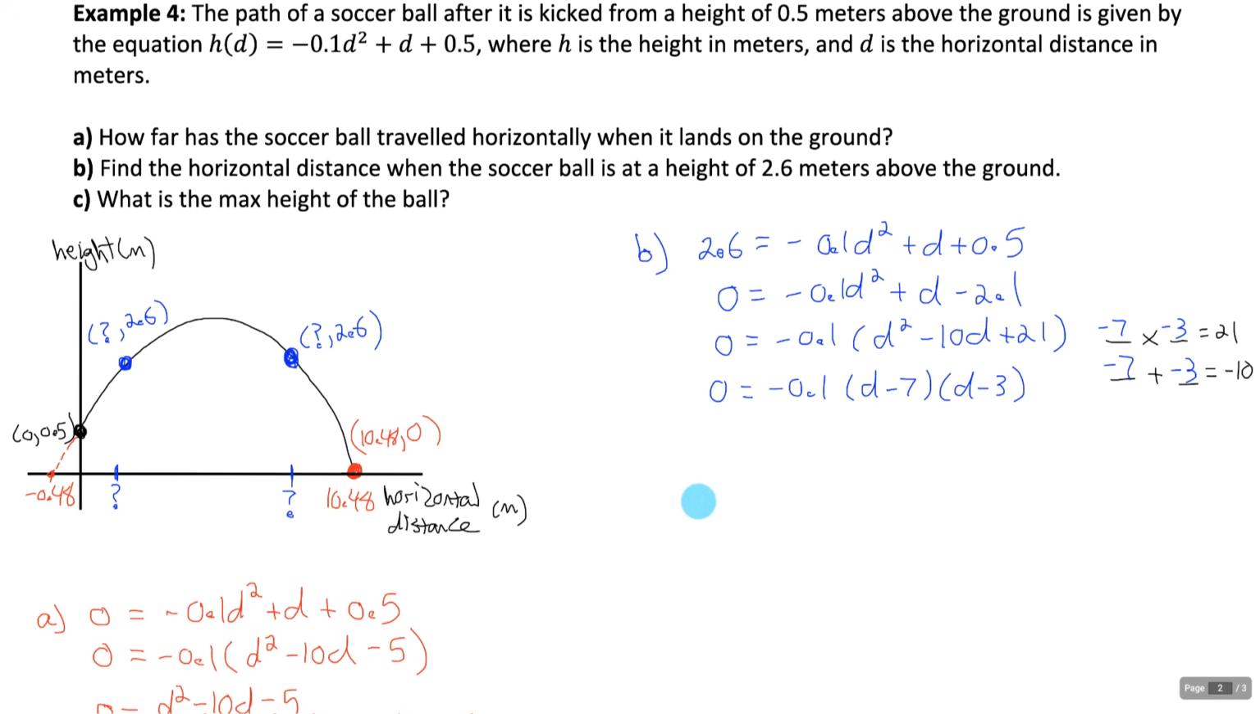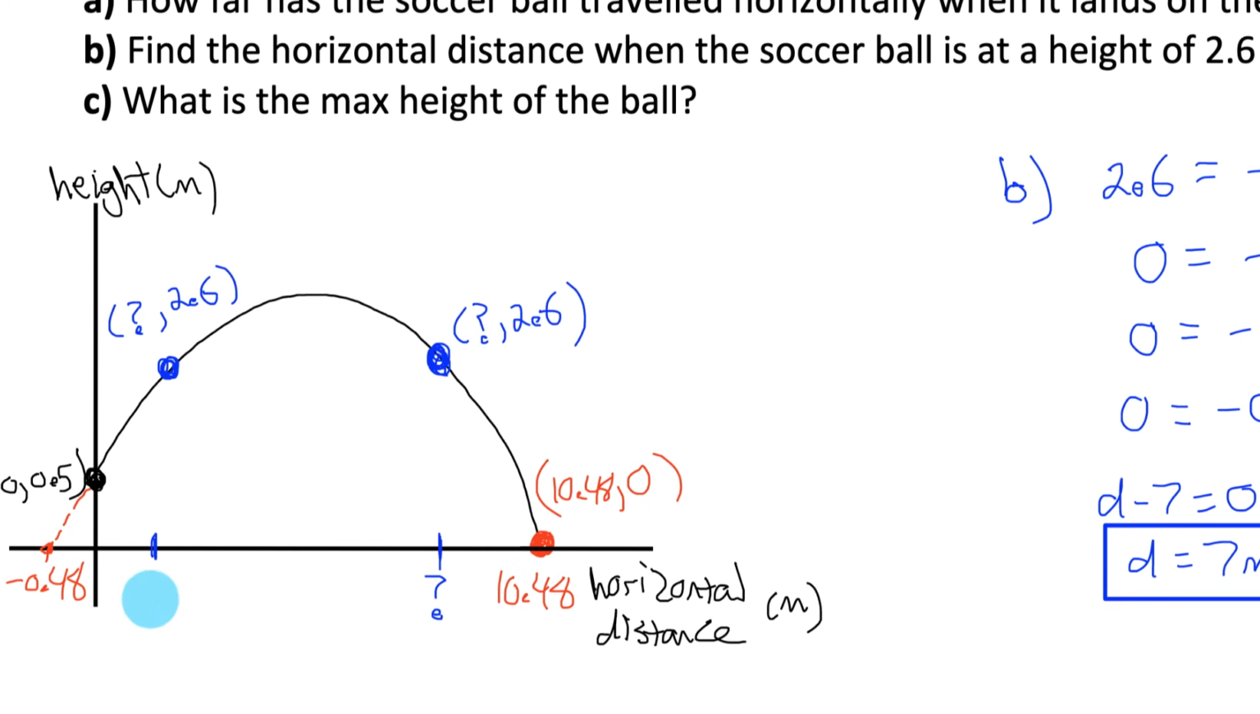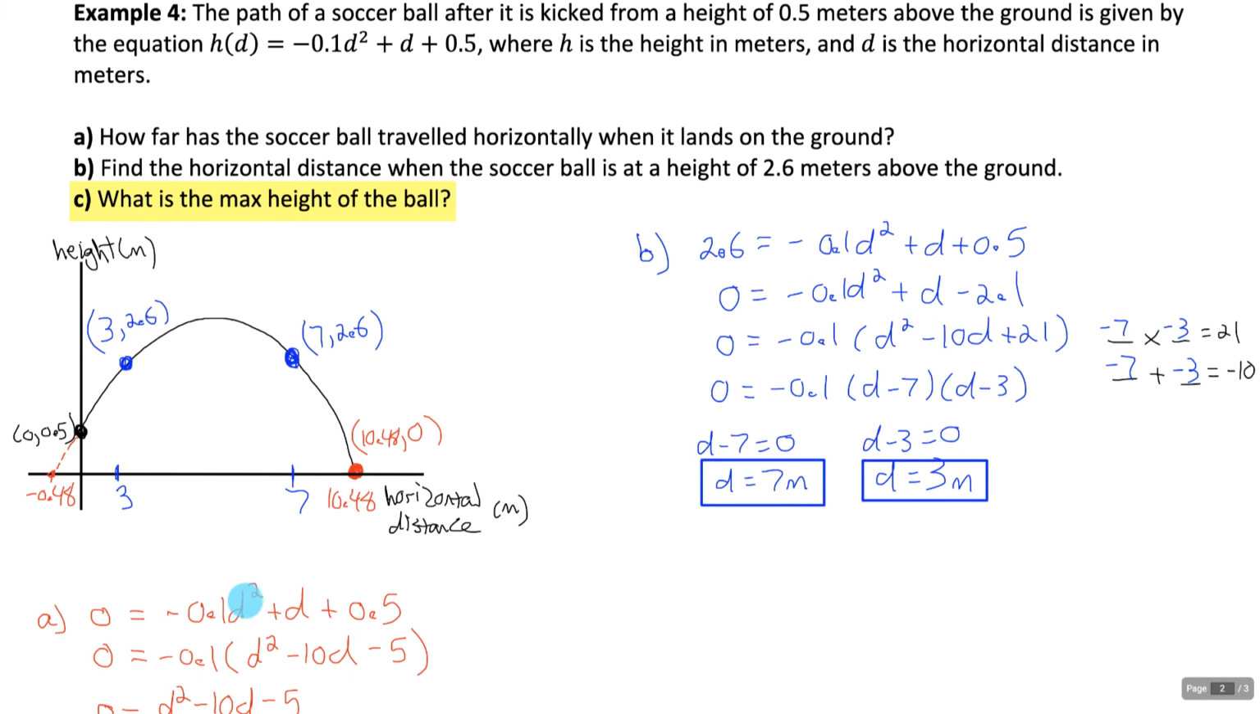If we want to know how a product of factors can be 0, we just look at how could each factor be 0. The constant factor can't be 0, but d minus 7 could be 0 if d was 7, and d minus 3 could be 0 if d was 3. So I have two horizontal distances where the height is 2.6, at 7 meters from the person that kicked the ball and at 3 meters from the person that kicked the ball. If I look over at my diagram, I now know the x-coordinates of those points. At 3 meters and at 7 meters, the height is 2.6. Part C wants to know what is the max height of the ball.